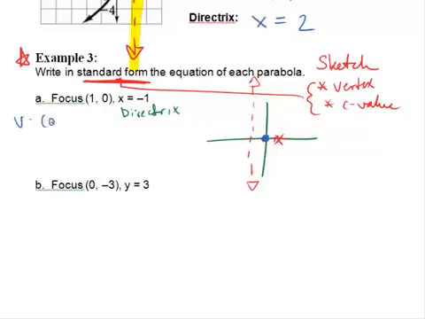So vertex 0, 0. And then the c value is the distance from the vertex to the focus. That's a distance of 1 unit. So that's c. c equals 1.